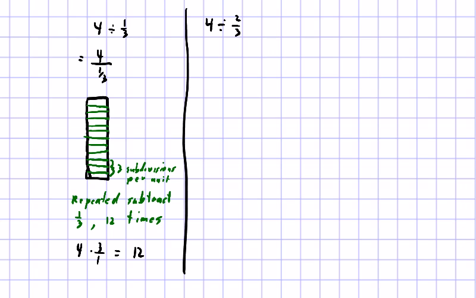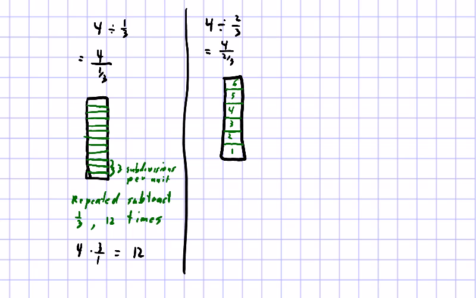Okay, so we could rewrite that as 4 over 2/3. And let's draw out 4 units. 1, 2, 3, 4. Now 2/3 of a block, that's twice as big as what we had before, so we probably can only fit half as many. So there's 2/3. There's another 2/3, and now we have one more 2/3 in there. And now we have to go up another 2/3, another 2/3, and finally one more. So we have 1, 2, 3, 4, 5, 6.